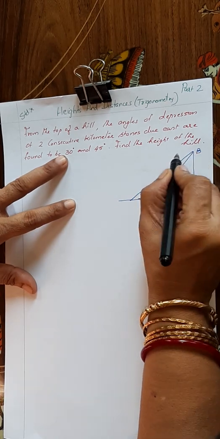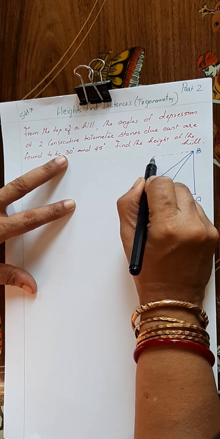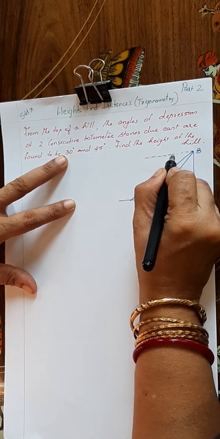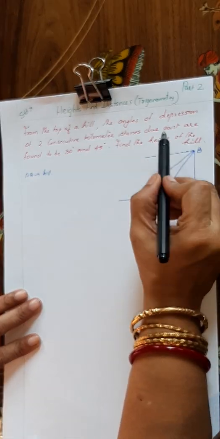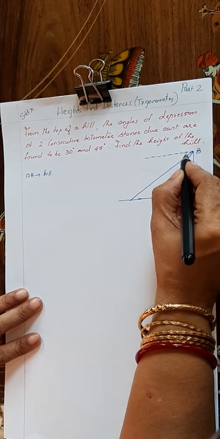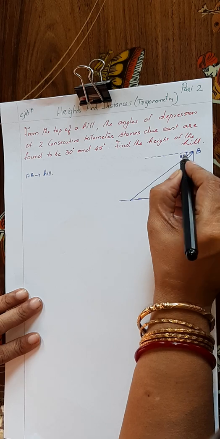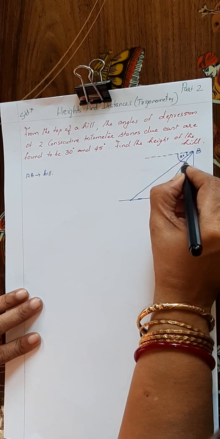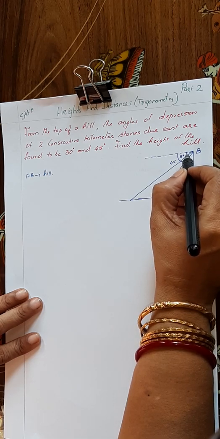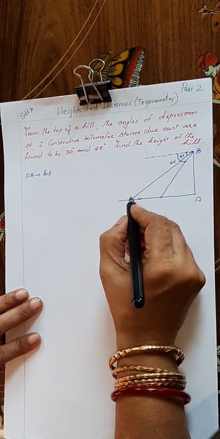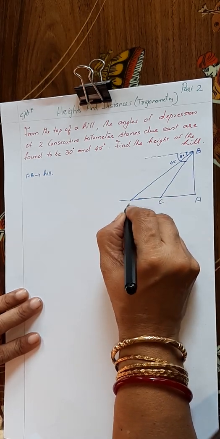So now we have to draw a line parallel to the ground, this is very important. So now this angle is 30 degrees and this angle will be 45 degrees. This is a smaller angle, so this is 30 and this is 45. Now let the points be A, B, C and D.